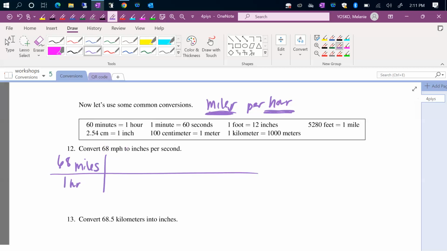I like to start with the bottom one. I don't know why my teachers always started off with hours. You can do them in any order. Let's go ahead and take care of the bottom one first. So how do I go from hours to seconds? 60 minutes is 1 hour, so what goes on top and what goes on bottom? The 1 hour on the top, and then 60 minutes on the bottom.